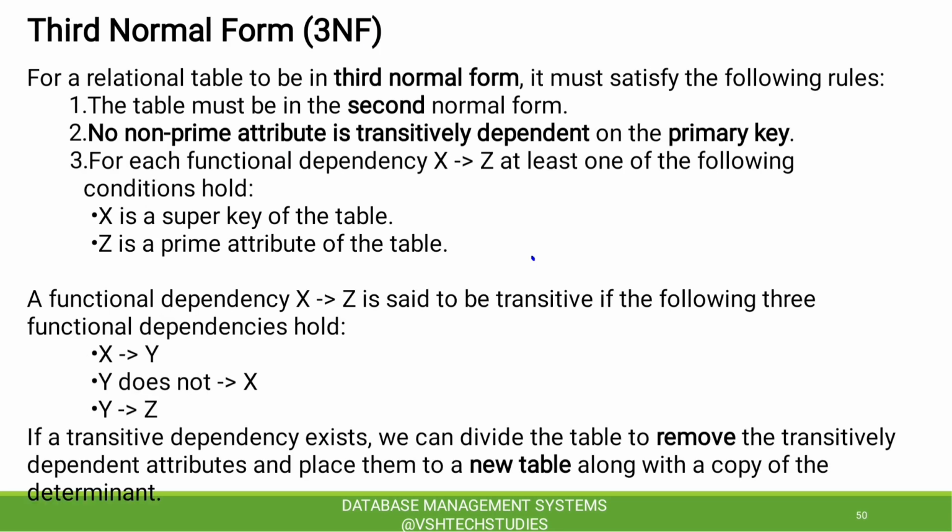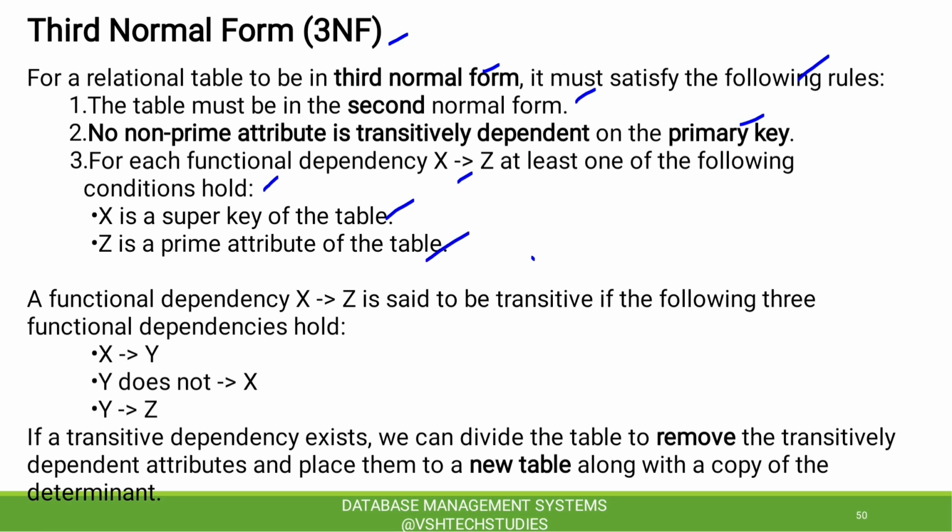Next, third normal form or 3NF. For a relation or table to be in third normal form, it must satisfy the following rules. The table must be in second normal form. Then, no non-prime attribute is transitively dependent on the primary key. For each functional dependency X determining the value of Z, at least one of the following conditions should hold. X is a super key of the table. Z is a prime attribute of the table.